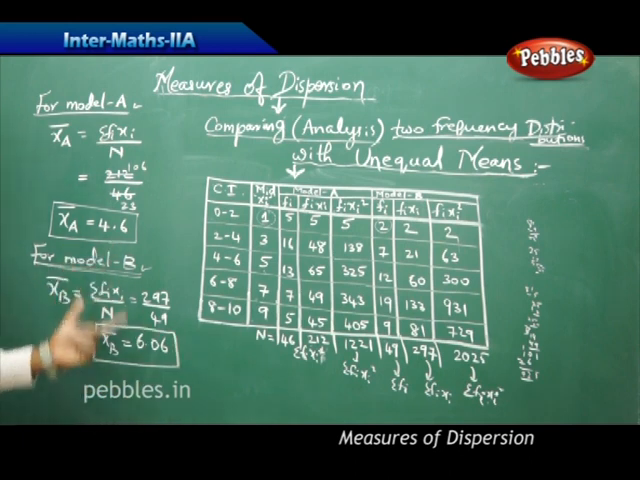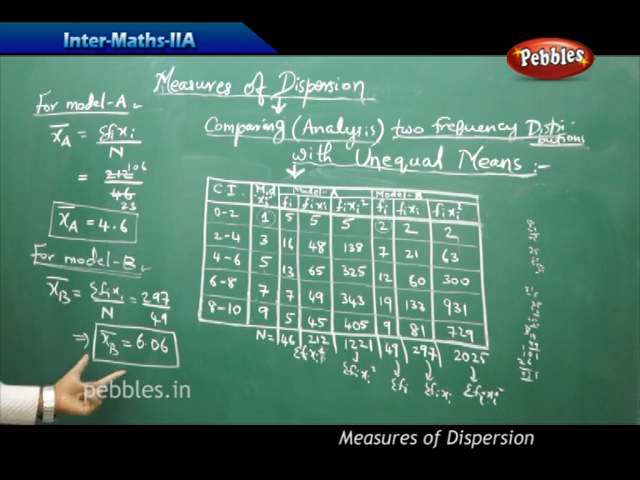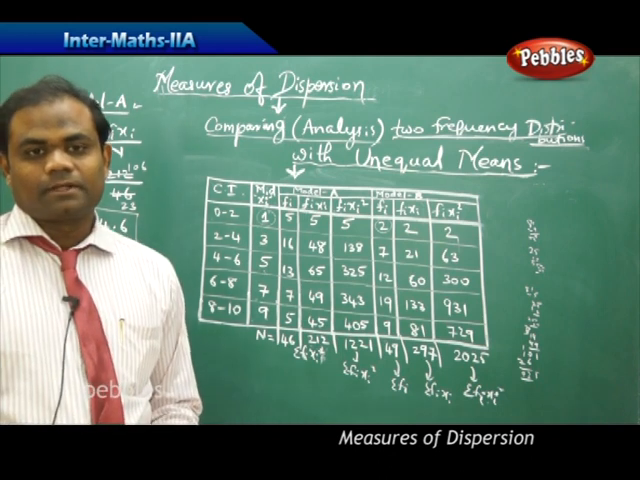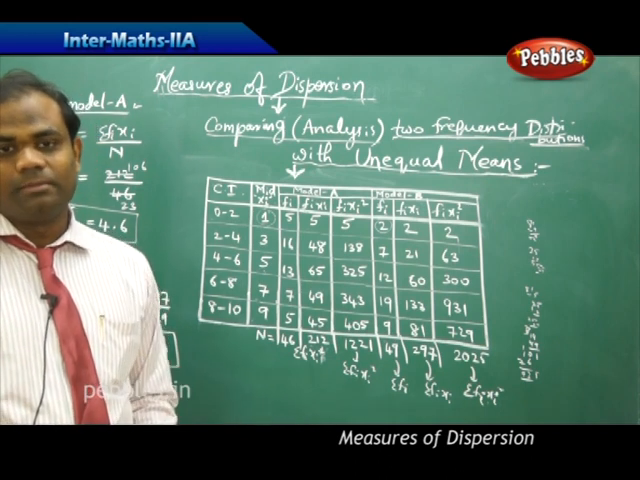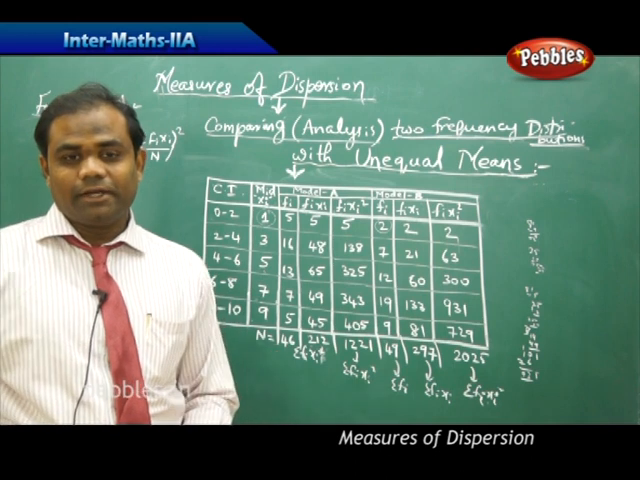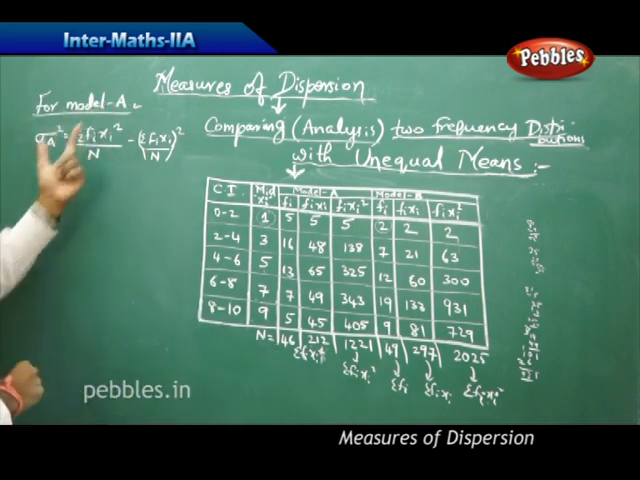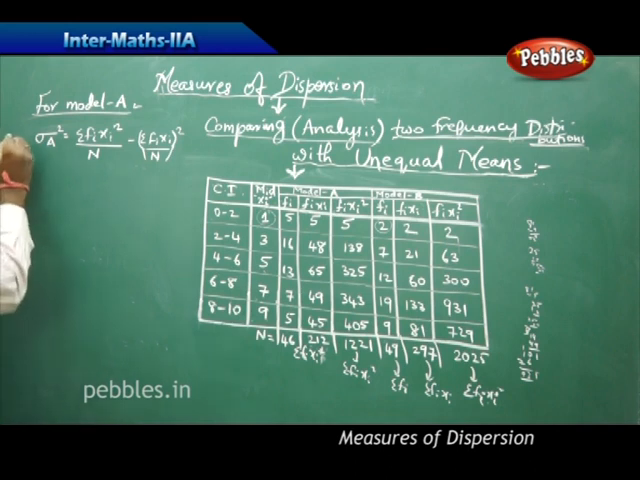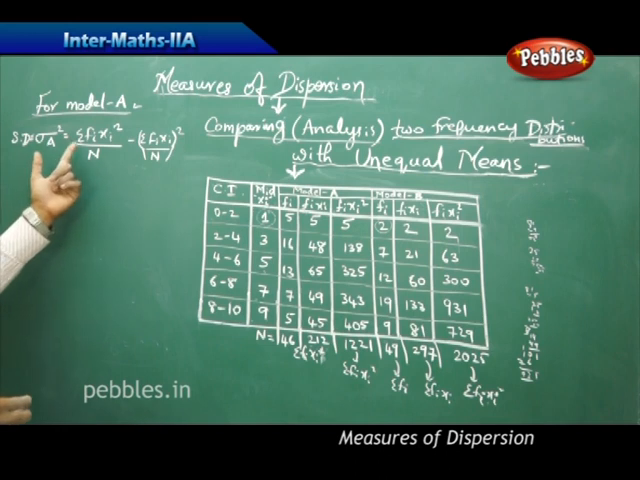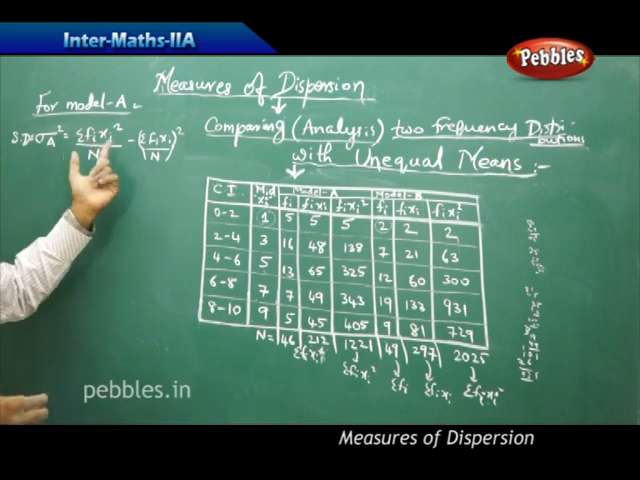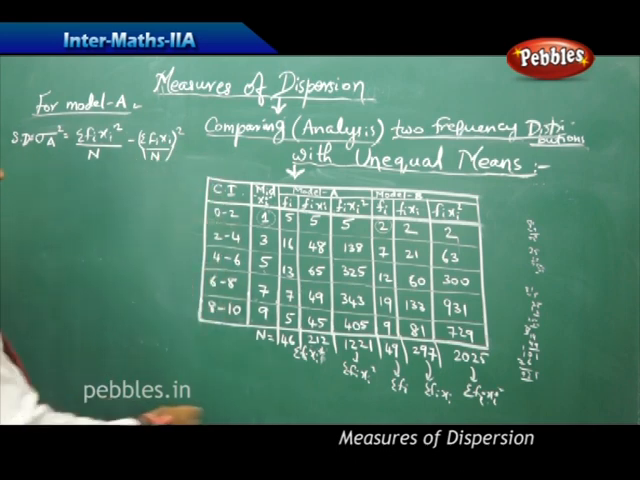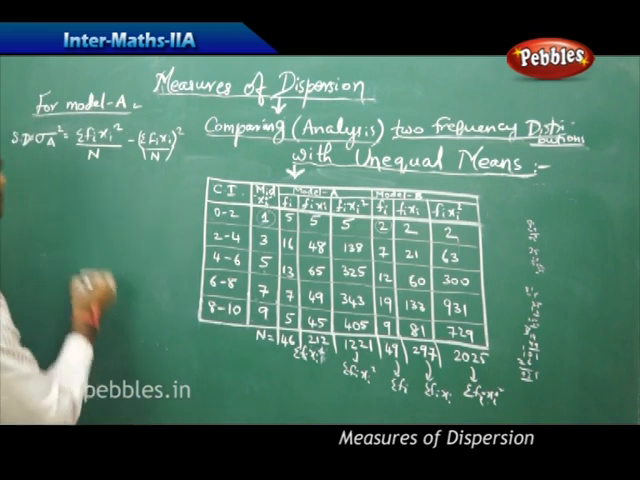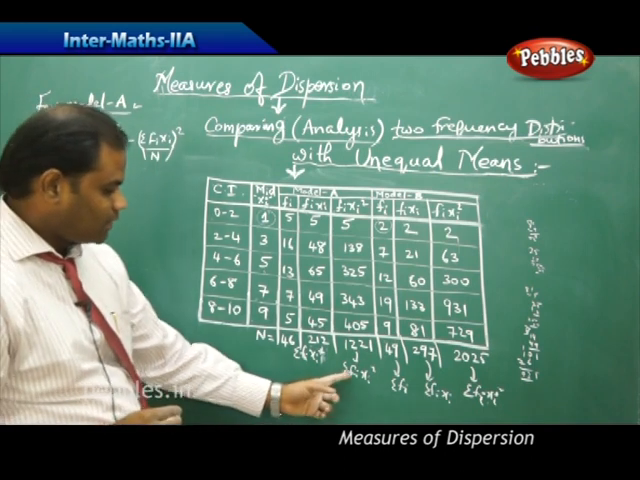So this is how we find the mean of model A and the mean of model B. Next, we find the standard deviation of model A and the standard deviation of model B. Now let's find the standard deviation for model A. For model A, the variance sigma A square is given by the formula sigma fi xi square by n minus (sigma fi xi by n) whole square, where for model A we have each of the contents here.